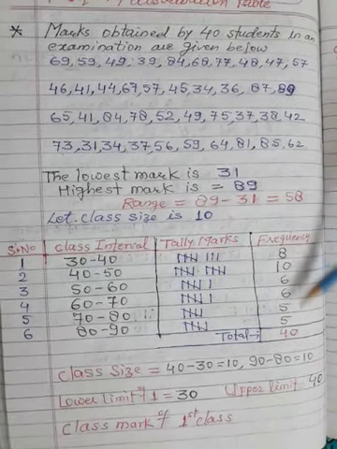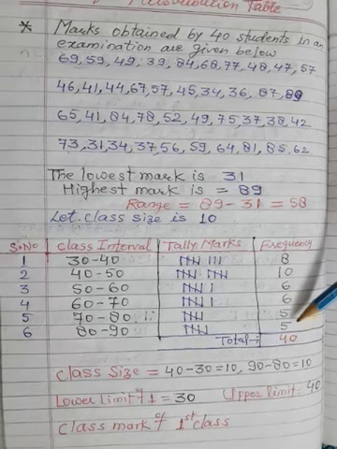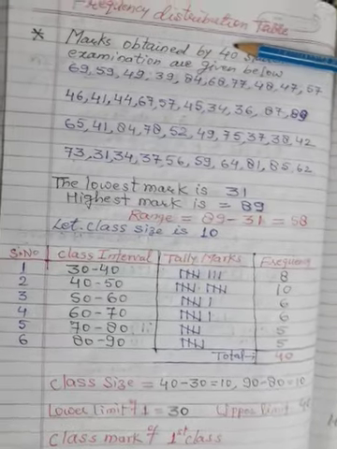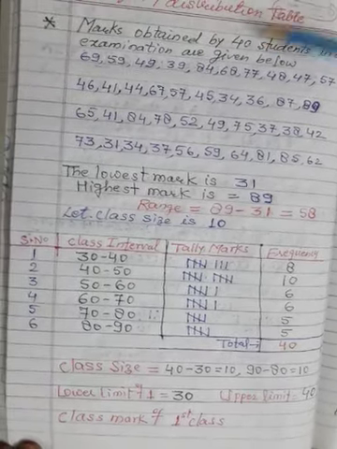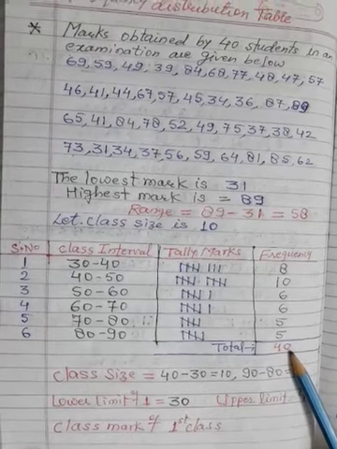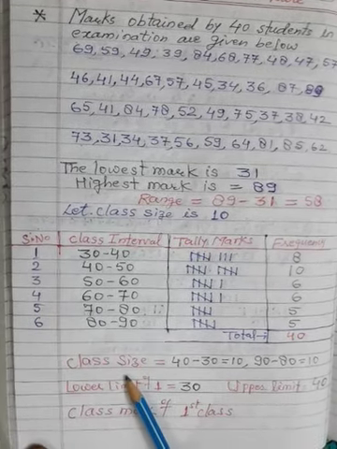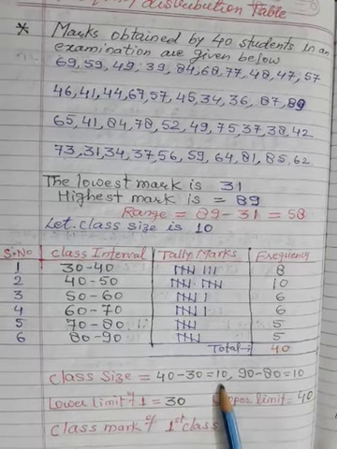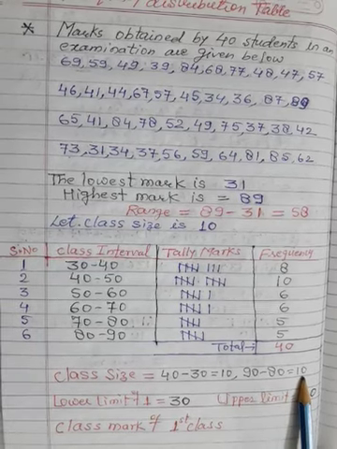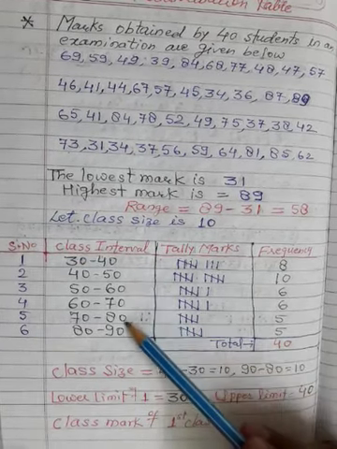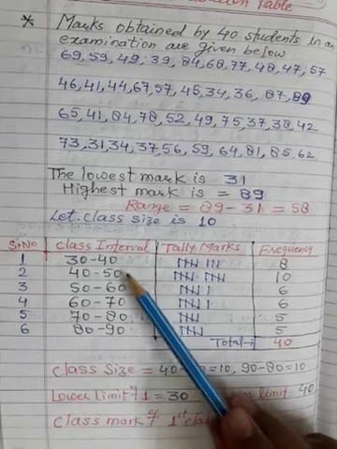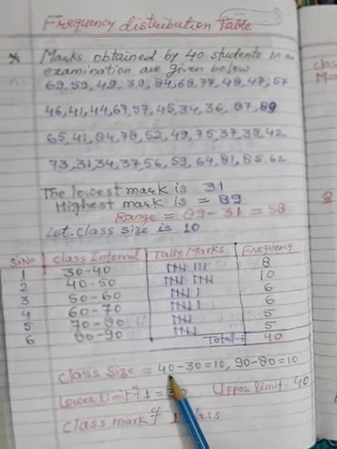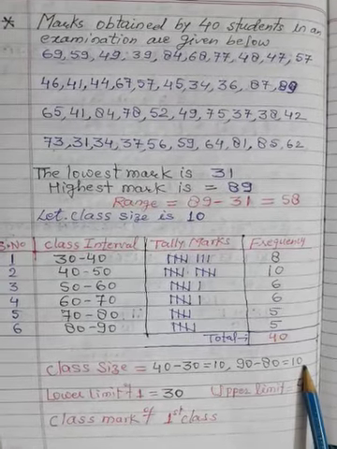Now, when the frequencies are added, the answer should be 40. That is correct, as the total number of students given to us is 40. Now, this is the tally from the given data. Now, what is the class size? Class size: 40 minus 30 is equal to 10. 90 minus 80 is equal to 10. Why are we subtracting? Because this is called the upper limit and this is called the lower limit. Upper limit minus lower limit gives us the class size. So the class size is 10.